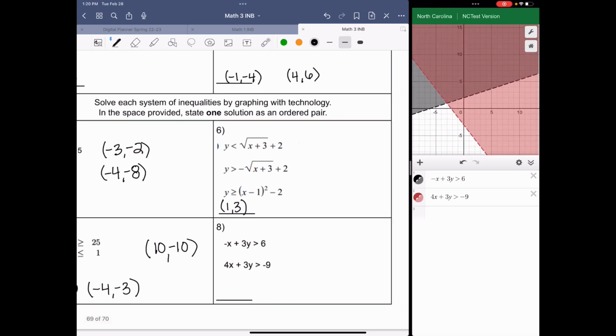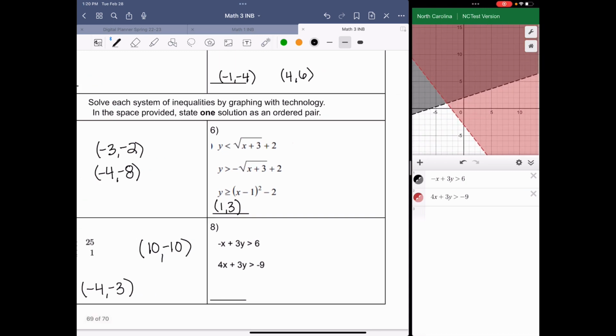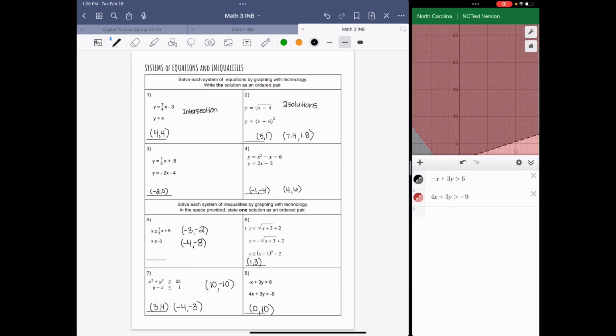All right, so again, here I could pick another point that's in that upper region up there. So I could say 0, 10. I could do anything that's in that overlap. Anything. All this stuff up here in this overlap is a solution to that.